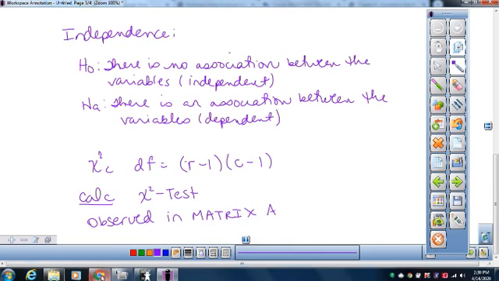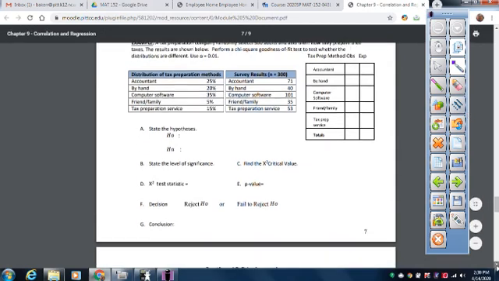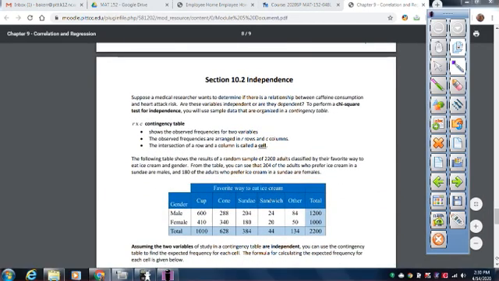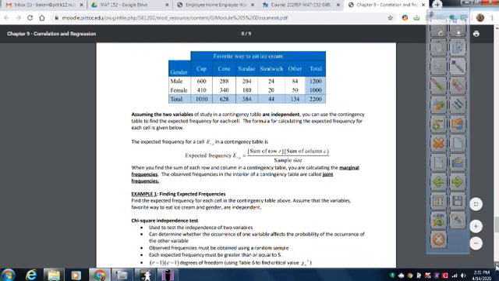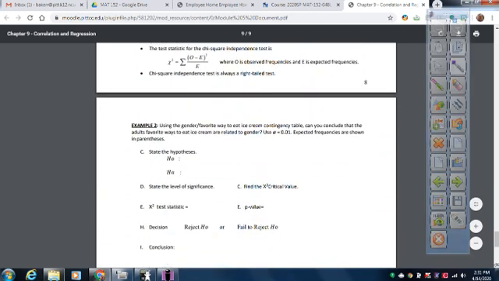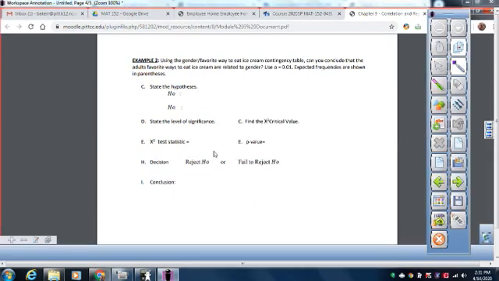So let's look at an example. So here is our two-way contingency table. We have two variables, favorite way to eat ice cream and gender. And so when we talk about the null and alternative, it says, can you conclude adults' favorite ways to eat ice cream are related to gender? So that would be relationship, association, independence.